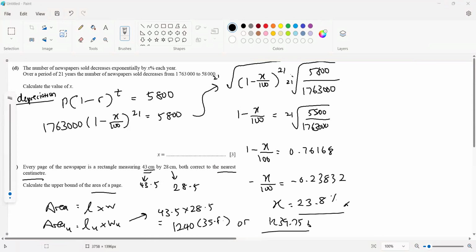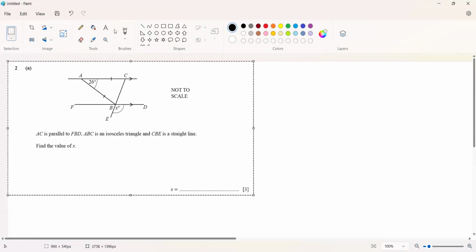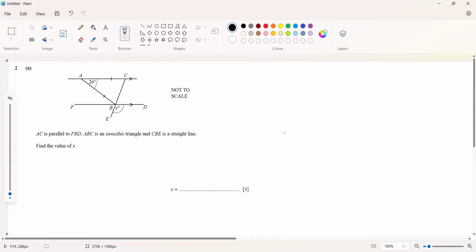So moving on to question number 2. For 2A, it is an angles question. So from here, AC is parallel to BD, ABC is an isosceles, CBE is a straight line. So from here, we can find x. So this is an isosceles triangle. In other words, we can find out what are these angles. So pretend that this is x. So 2x plus 26 equals 180. 2x equals 180 minus 26. 2x equals 104. x equals 77 degrees.